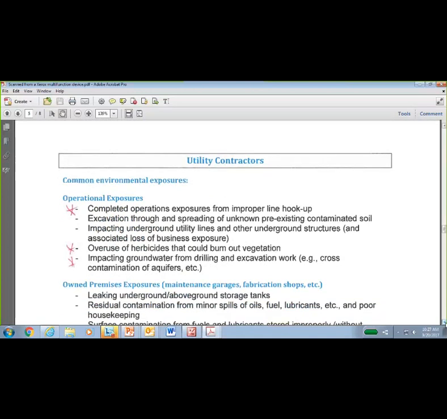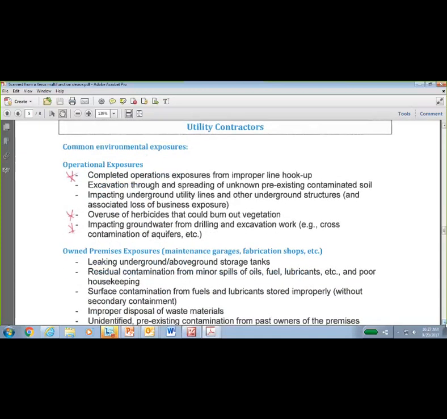Utility contractors can have some completed ops exposures from improper line hookup. It can cause whatever's going through that line to leak.